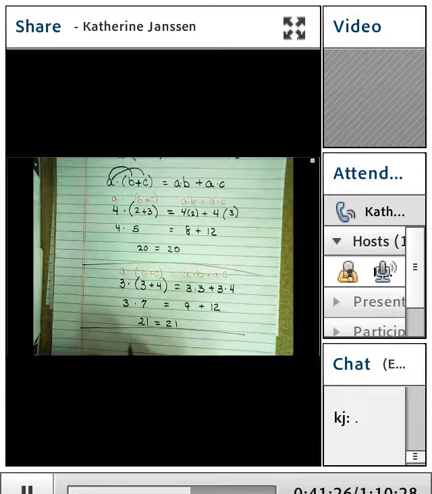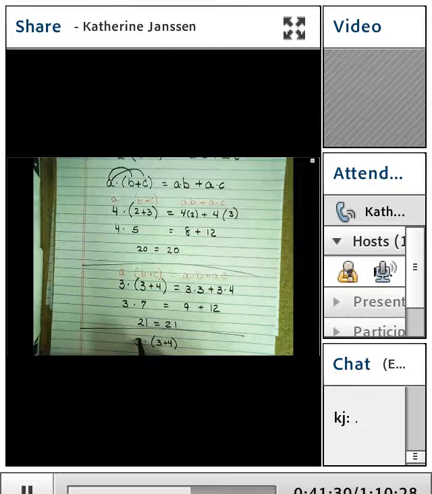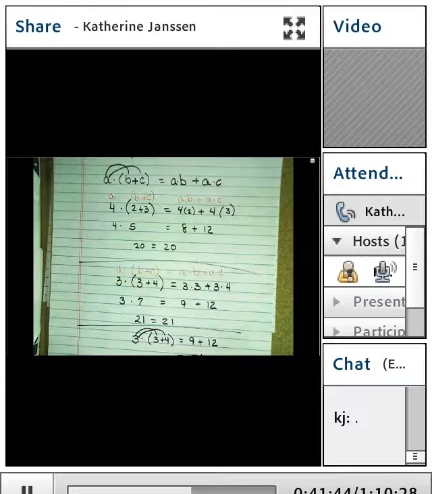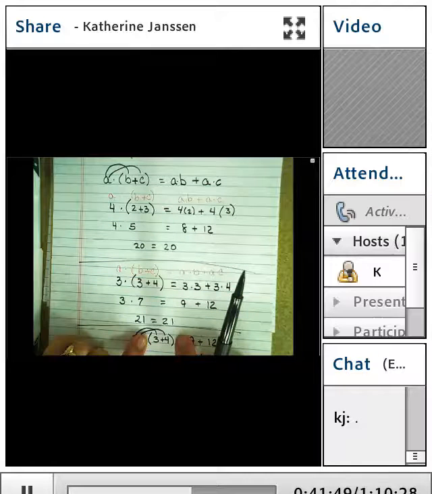So here I have 3 times 3 plus 4, and I just distributed 3 times the first term in the parentheses, which would be 9, plus, pick up your sign, and distribute 3 times the next term, which is 12. And 9 plus 12 is 21. Now the distributive law, I have 3 times the quantity. So I'm going to take 3 times every term within the parentheses.